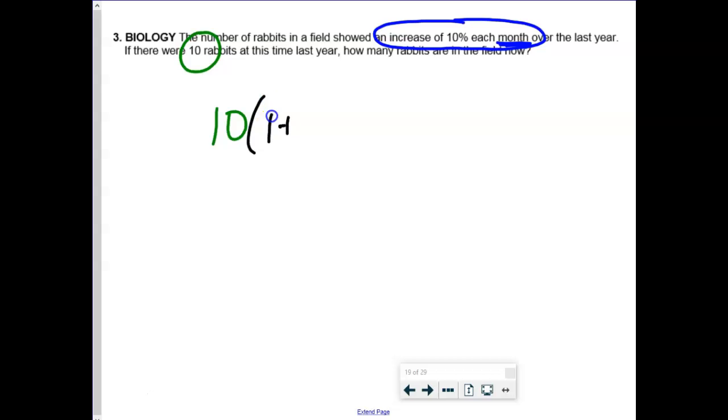And we're increasing 10% each month. So 0.10. And then this was last year. So how much time am I plugging in here for T? But it grows every month. There we go. So the time we're going to plug in is a 12.